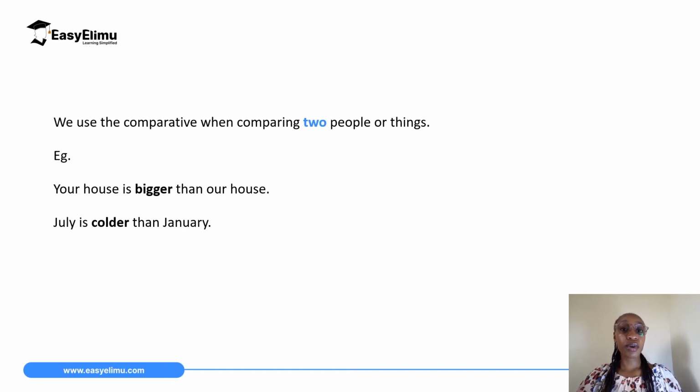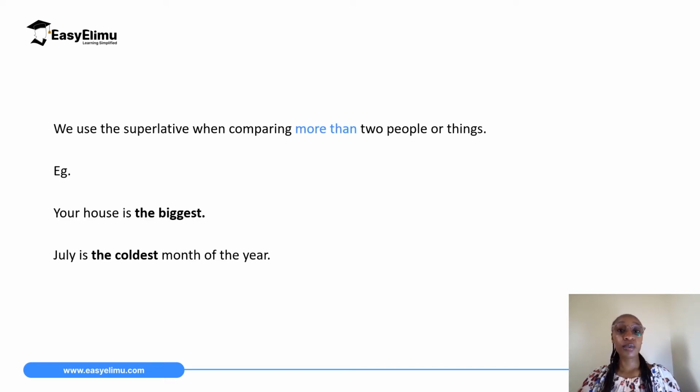We use the comparative when we are comparing two people or two things. For example, if you're looking at your house and another person's house, then you say our house is bigger or our house is smaller. Or July is colder than January. So you're comparing two things or two people.